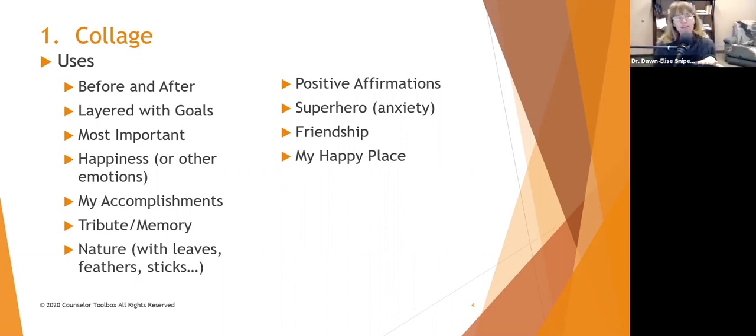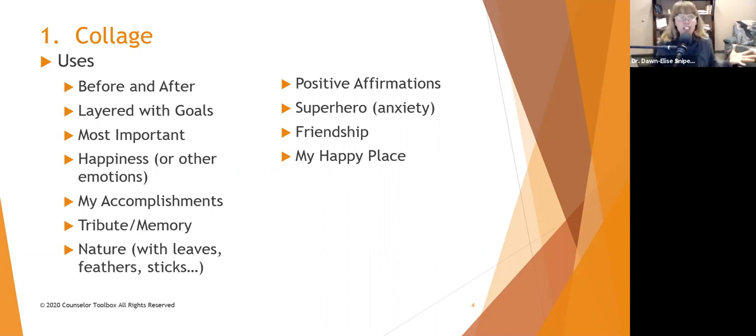wall. If you help people group them like that, you can have people use a collage to identify what are the 5 things, for example, that are most important to you, or what makes you feel happy or sad or angry. You can do emotion collages.